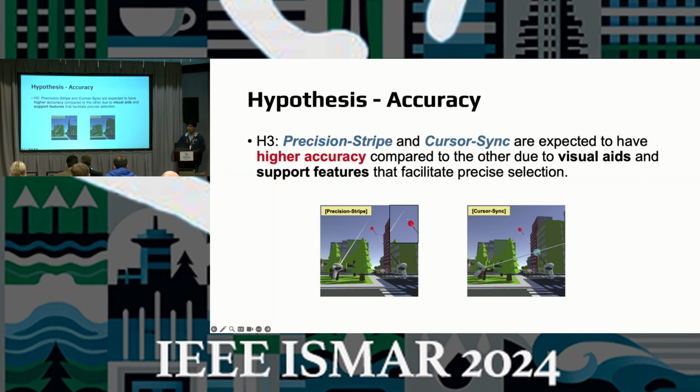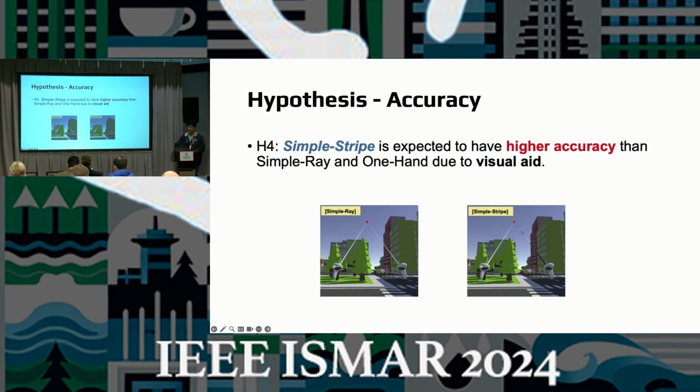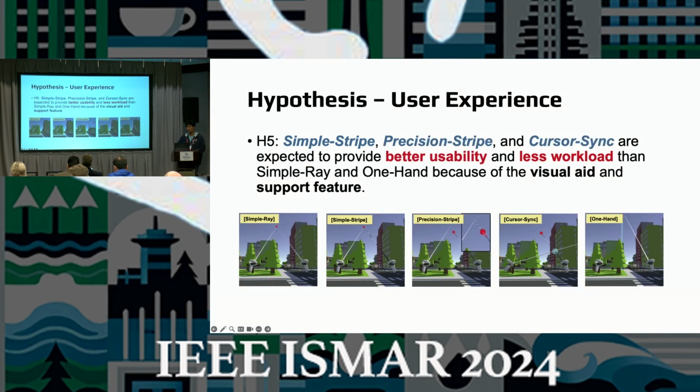And to investigate the accuracy, we set the third hypothesis. Precision strip and cursor sync are expected to have higher accuracy compared to the others. And simple strip is expected to have higher accuracy than simple ray and one hand. And lastly, we set a hypothesis about the user experience. Simple strip, precision strip, and cursor sync are expected to provide better usability and less workload than simple ray and one hand.